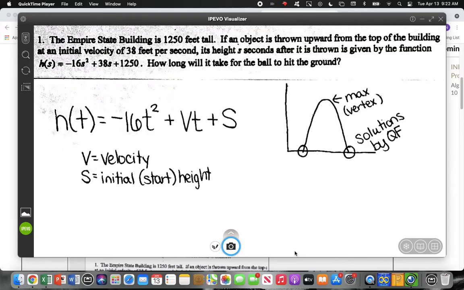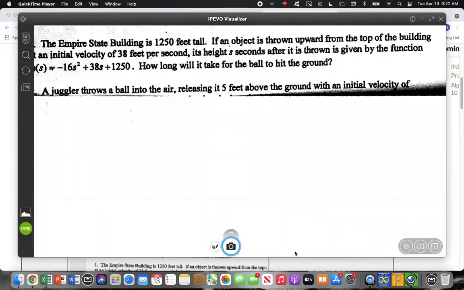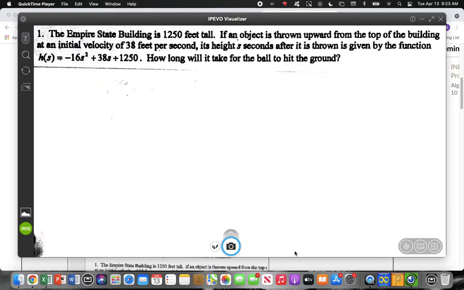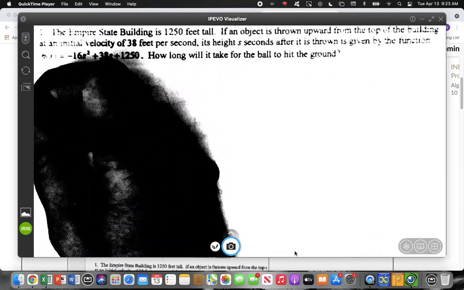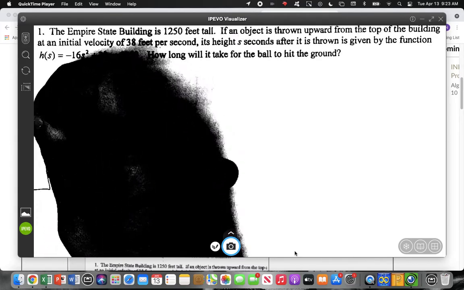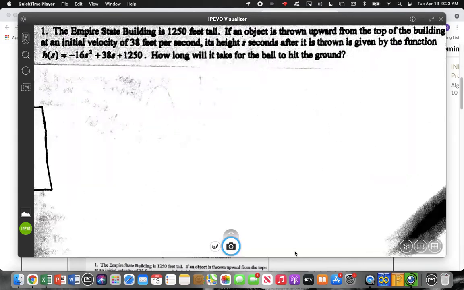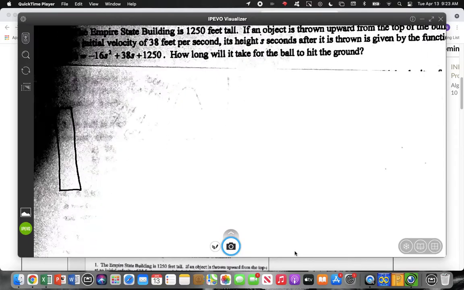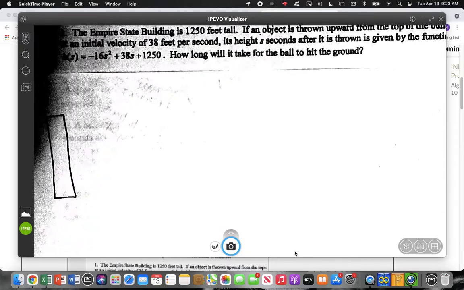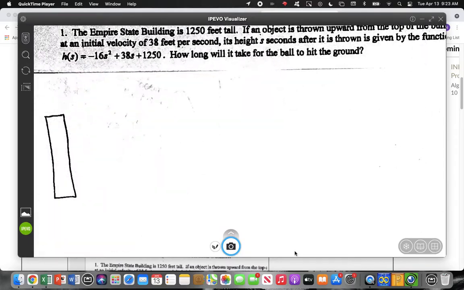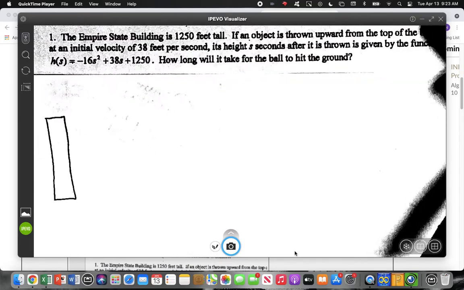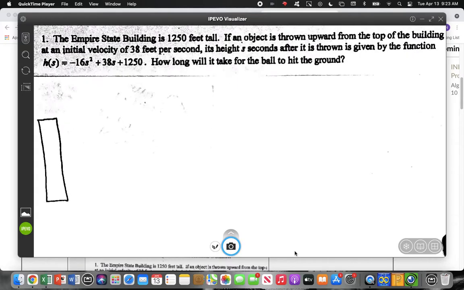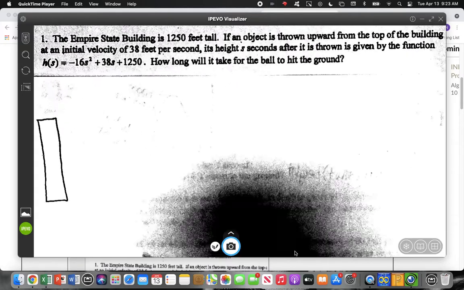So if you guys are looking at this particular question, let's think about this as a picture first. All right, so I don't know the official shape of the Empire State Building, but this is the Empire State Building right now. I'm just going to draw a little picture just to show you what's happening here. All right, where are we throwing the object from? From the top of the building. So we are throwing an object from the top of the building.